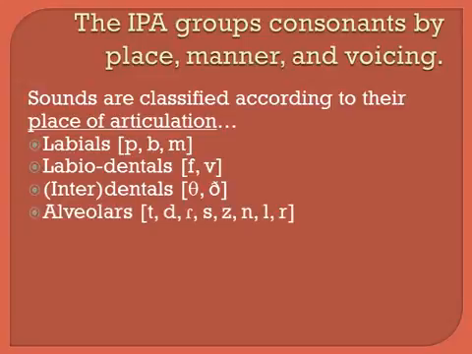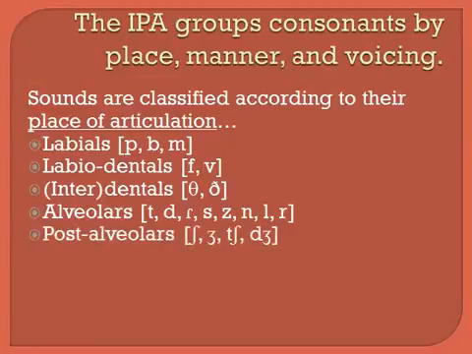Alveolars are articulated at the alveolar ridge, which is kind of in the top of your mouth, but not all the way in the top, a little front of that. If you feel with your tongue the division between the hard and the soft palate, that's basically where you articulate the t and the d and the flap and the s, z, n, l. And then a little bit behind that are sounds like sh, zh, and ch, and j.